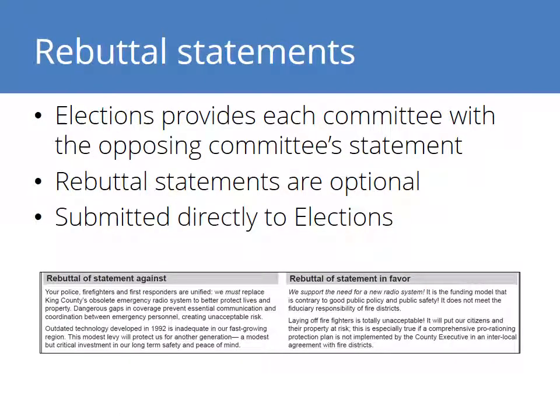The day after the deadline to submit pro and con statements, King County Elections will email the opposing committee's statement to the committee members. Each committee then has the opportunity to write a rebuttal statement. The rebuttal is not required. The committee also submits the statement directly to King County Elections. As always, the statements must be received no later than 4:30 p.m. on the day of the deadline. No late submissions will be accepted.